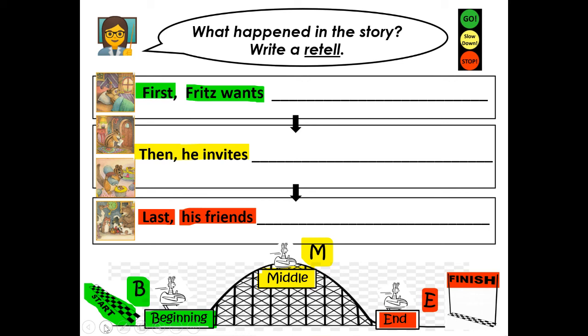So say your sentence out loud. Write your complete red sentence. Make sure you push pause. Write your red sentence. And when you're finished with your red sentence, push play.